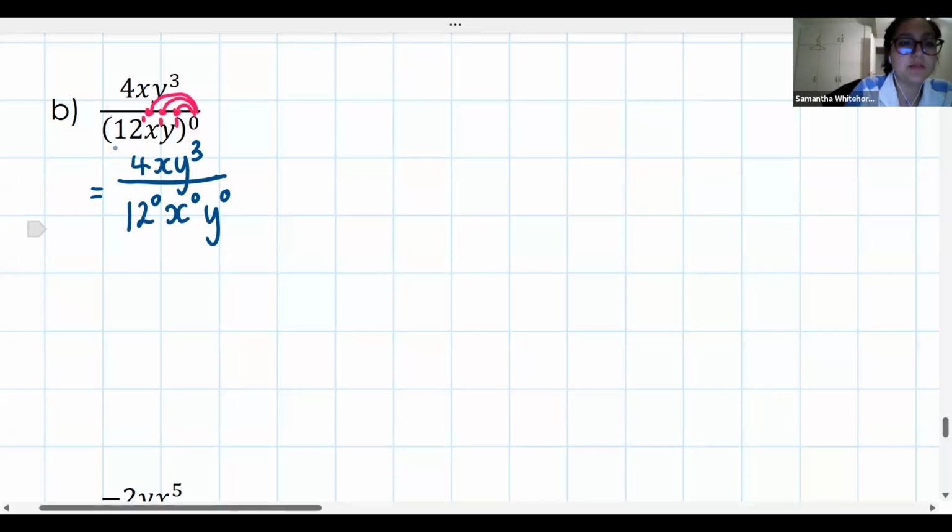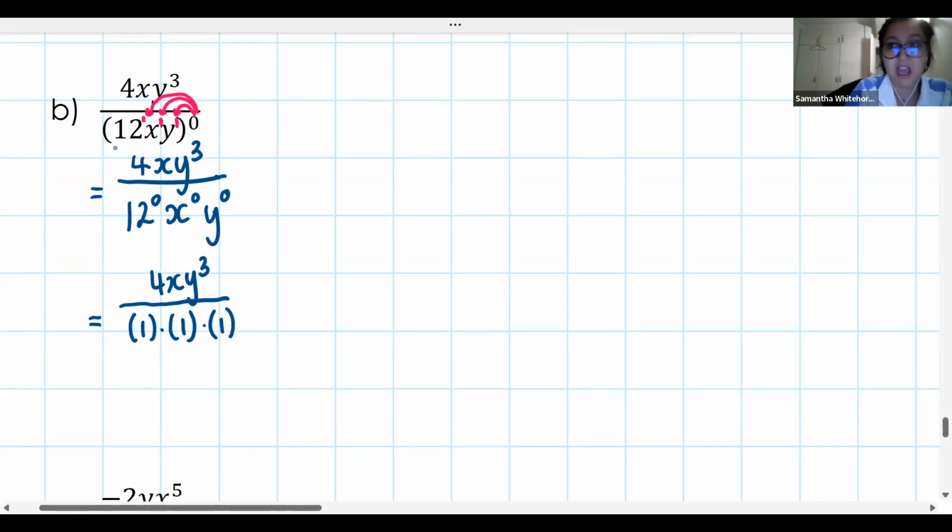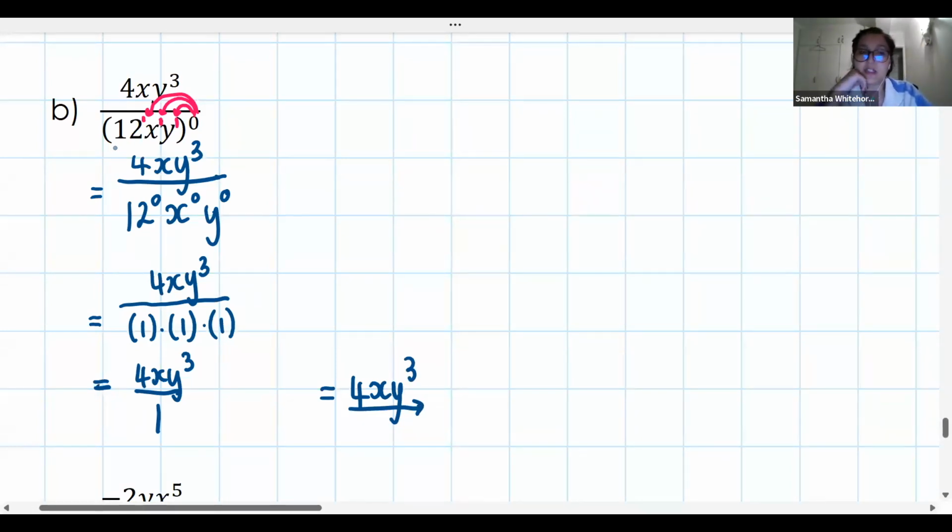Now, guys, remember, all of these power of zeros actually mean 1. So in my denominator, 12 to the power of 0 is 1. X to the power of 0 is 1. Y to the power of 0 is 1. And so my numerator still hasn't changed because nothing is happening there. But all of my denominator is now 1. Now we know that 1 times 1 times 1 is 1. So we just have 4xy cubed over 1. And there's no need to write that denominator. If something is over 1, we don't have to write it as a fraction. And so what we have here is 4xy cubed.